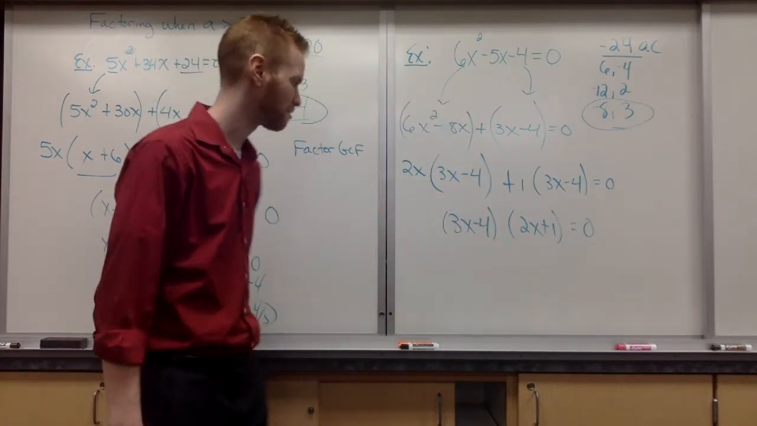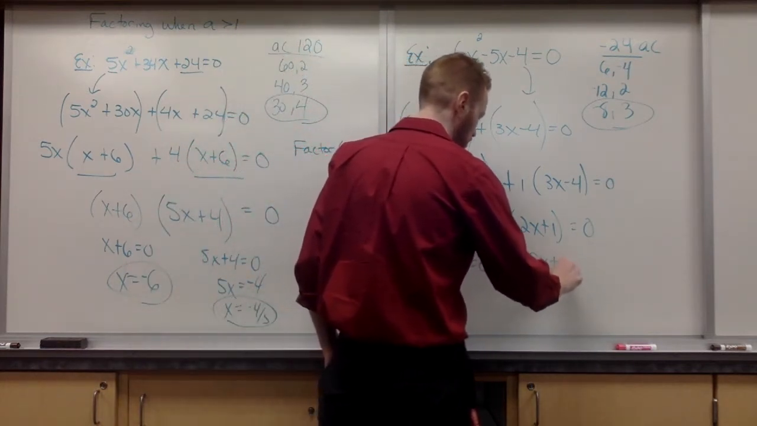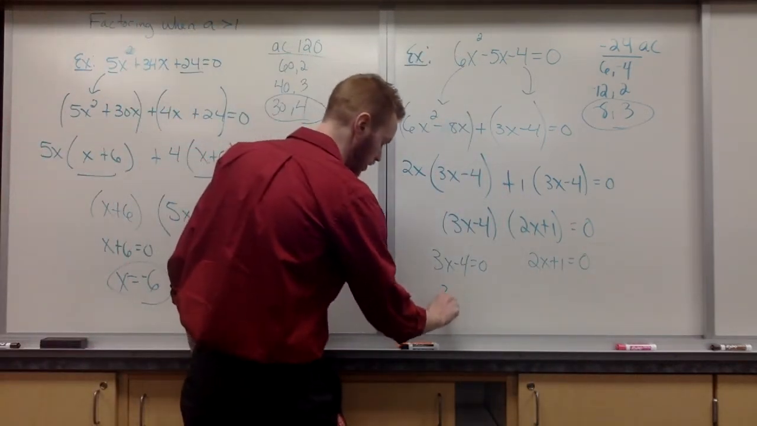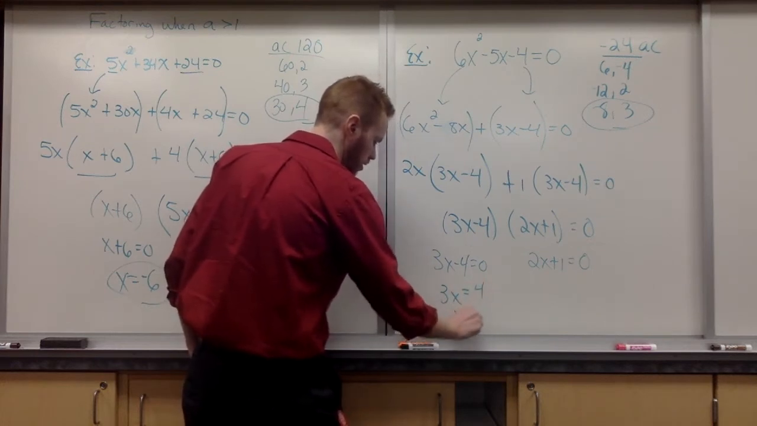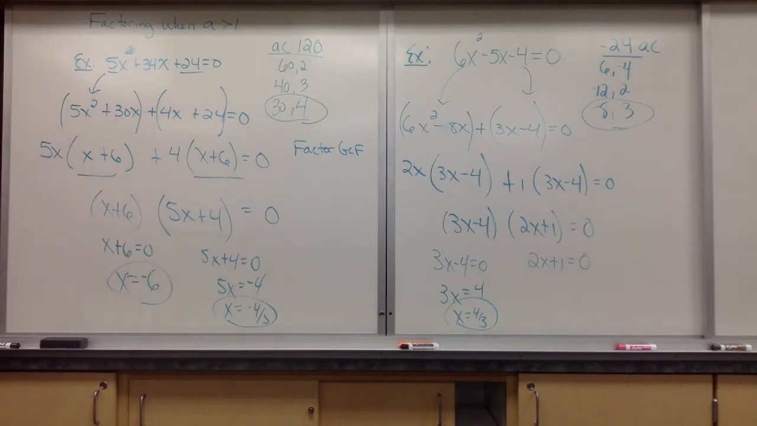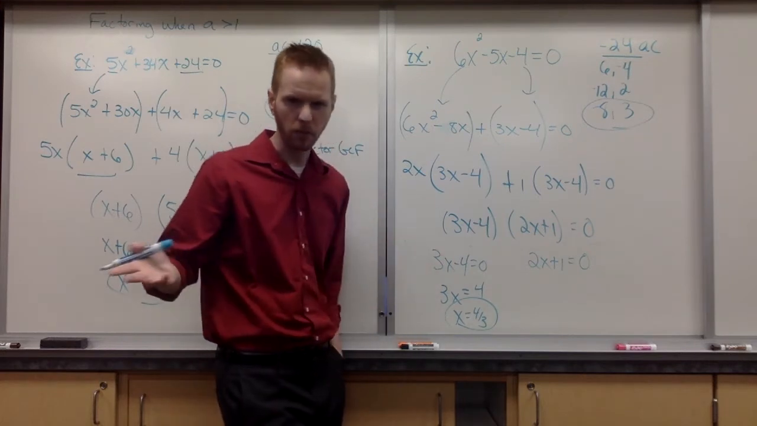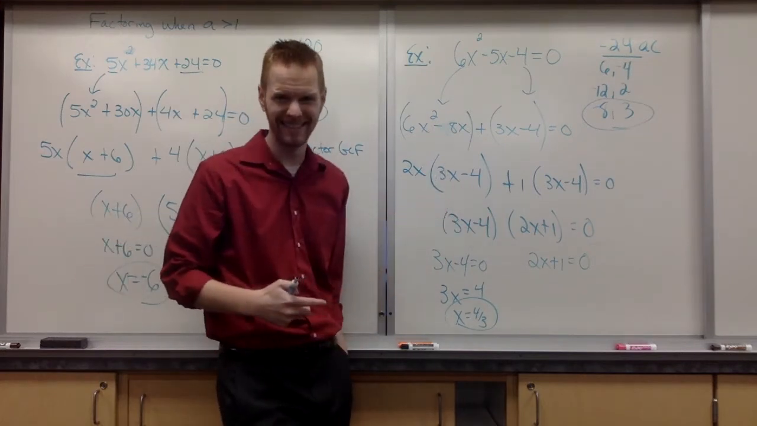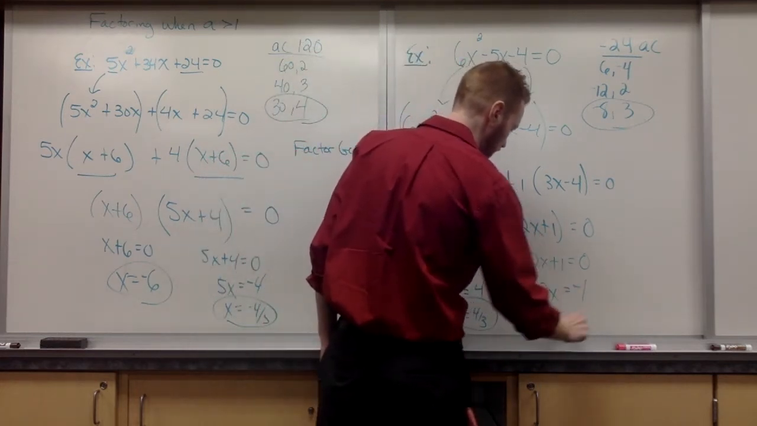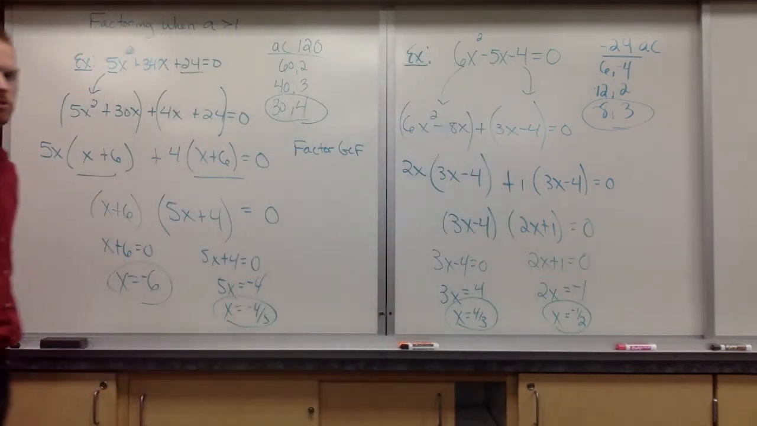Depends. It really does. Set each one equal to 0. Remember, that's the zero product property. Over here, we get 3x equals 4. If I divide by 3, I get x to be 4/3. There is my first solution, which is what, 1.3333333333. All right, just goes on forever. The other one, we have 2x equals negative 1, and then we divide by 2, you get negative 1/2. Those are your two solutions.